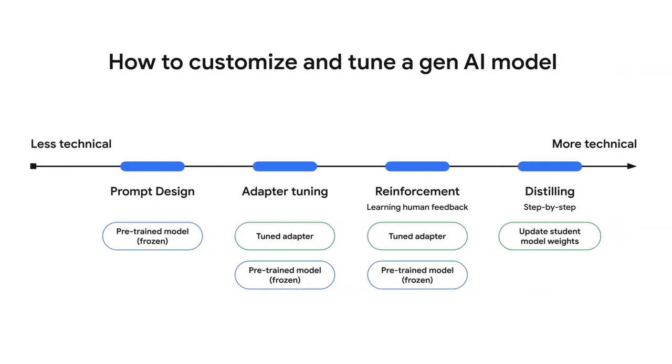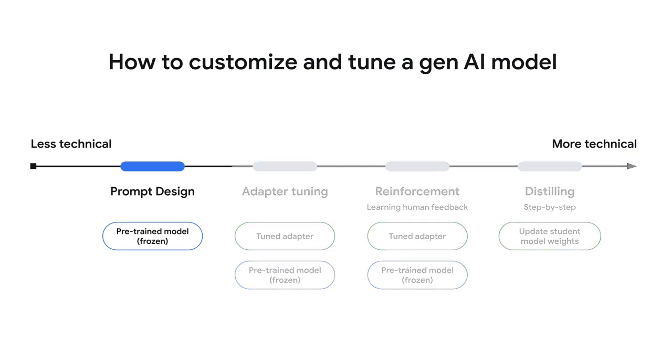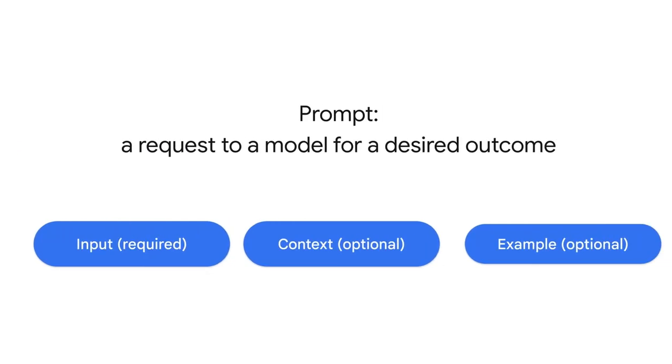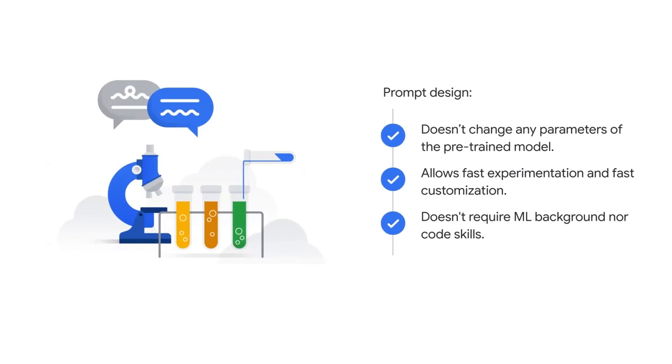You have different choices to customize and tune a Gen AI model, from less technical like prompt design to more technical like distilling. Let's explore them one by one. You are already familiar with prompt design, which lets you tune a Gen AI model using natural language without any ML background. The prompt is a request to a model for a desired outcome. To enhance the model's performance, you can provide context and examples to guide its responses. Prompt design does not alter the parameters of the pre-trained model. Instead, it improves the model's ability to respond appropriately by teaching it how to react.